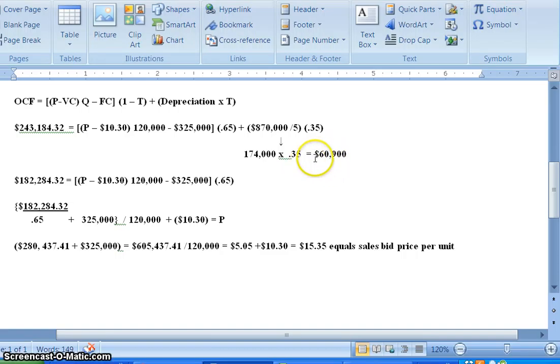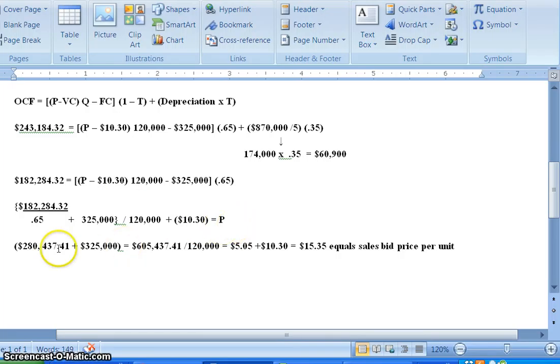That $60,900 that's at the end of the formula, I'm going to subtract that from both sides. So if I subtract $60,900 from $243,184.32, it's going to give me $182,284.32. And then the remainder of the problem, carry that down. Now I'm going to divide both sides by 0.65. I'm going to add 325,000 to both sides, and then I'm going to divide both sides by 120,000 and add $10.30 to each side to solve for P.